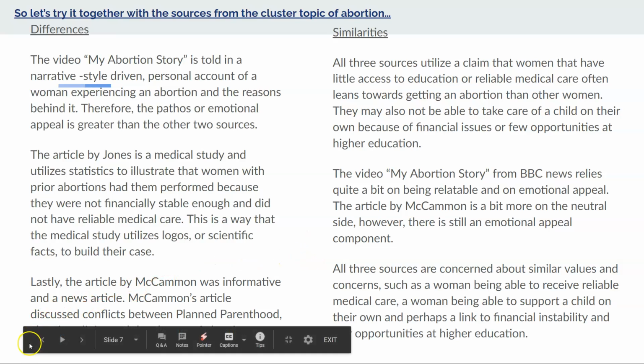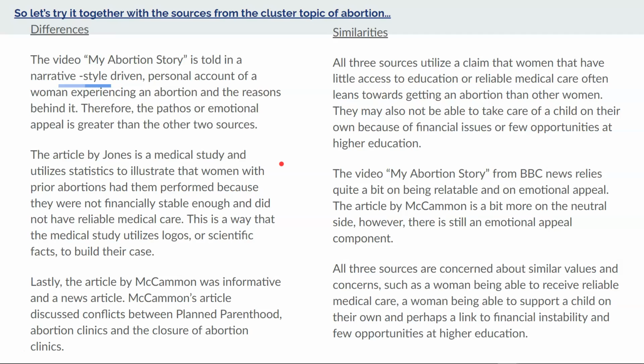I also talked about the article by Rachel Jones, which is a medical study, and it utilizes statistics to illustrate that women with prior abortions had them performed because they were not financially stable enough and did not have reliable medical care. This is a way that the medical study utilizes logos, or scientific facts, to build its case, and that is really the nature of a scientific study: there are lots of logos, statistics, and facts.